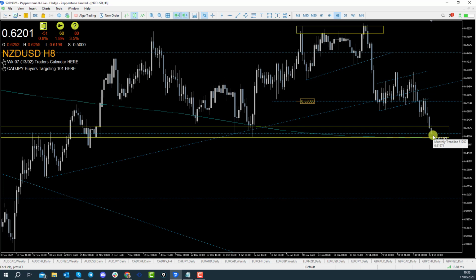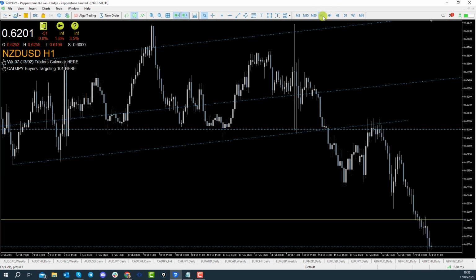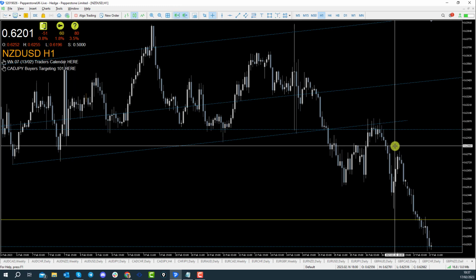So that's about a 100 pip move down. If I was to show you how you could have entered that move, I would have been down on our hourly time frame, looking for that sort of double top pattern or consolidation. And you can see here, price consolidates at the zone, we break out of the zone. So that could have been an entry possibility for you.